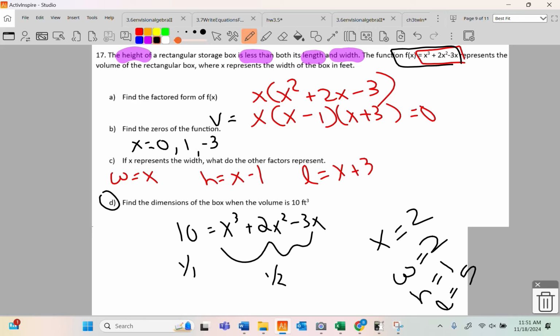Not everybody got it right on the form, please. That was disappointing. Not everybody got the volume of the box.